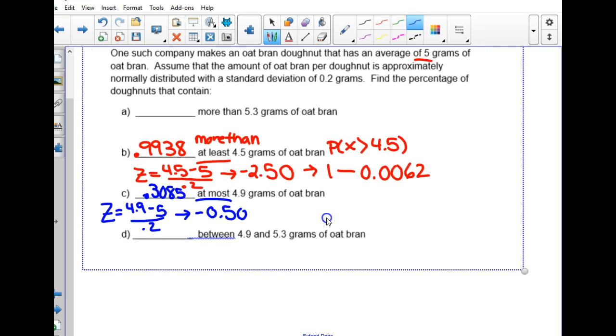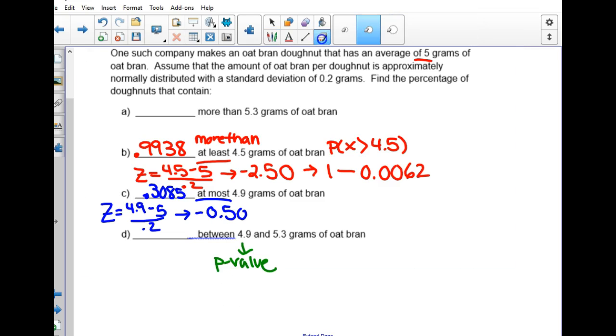4.9 and 5.3. Well, what do I like about 4.9 right now? We already know what it is. It's from part C. And what are you guys going to like about doing 5.3? It'll be the answer first. It's the answer to part A. Okay, so let's do 4.9. The z-score is negative 0.5, not the p-value. But we already found the p-value for it. It's 0.3085.